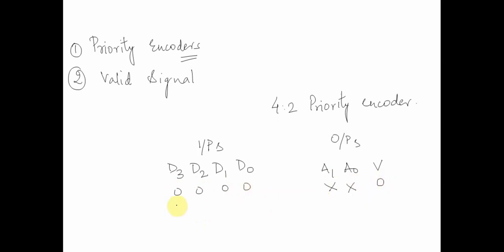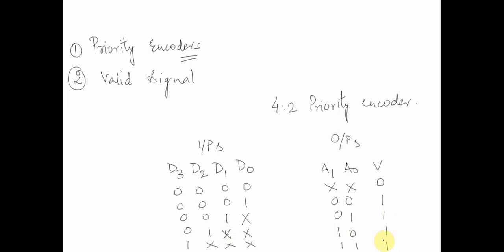Correct. Now comes the second case: when my D0 is 1, valid is 1, and my output has to be 0, 0. Now in case my D1 is 1, I don't care about what D0 is. If a higher number is 1, it's a priority encoder, so we don't care what the lower number has. This will become 0, 1 with a valid 1. Similarly, once we have D2 as 1, these two are don't care. This will become 1, 0 with a valid 1. If D3 is 1, we don't care what is present over here. We simply say this is 1, 1 with a valid 1.